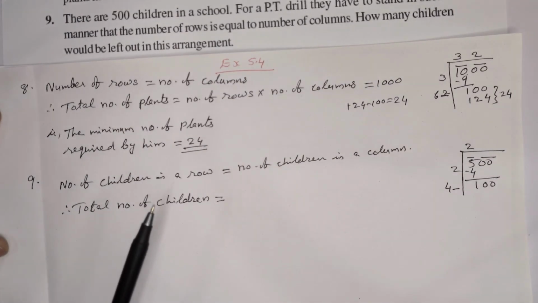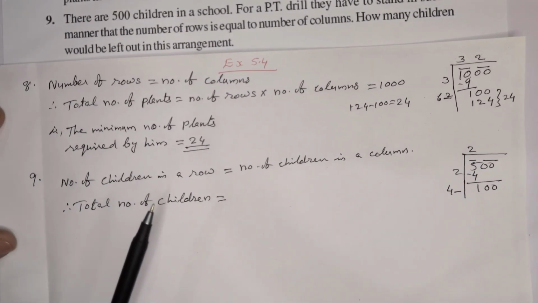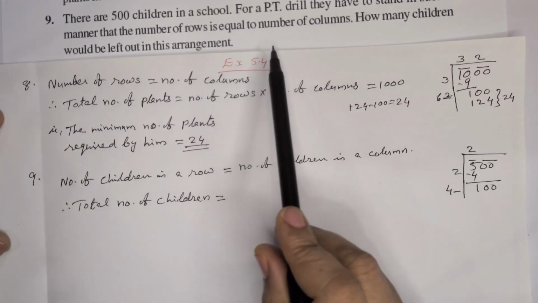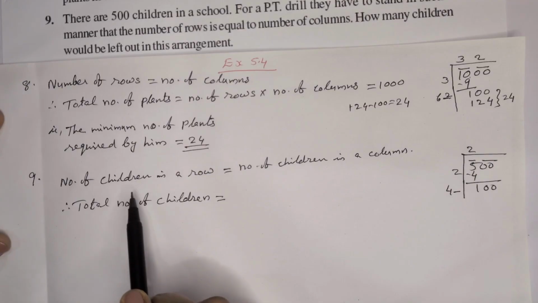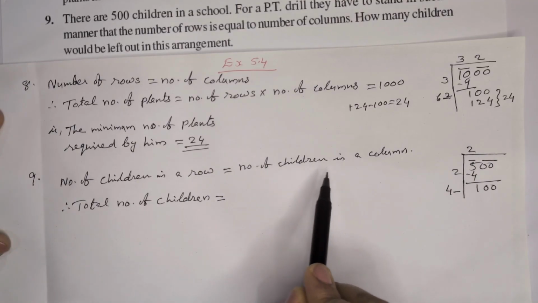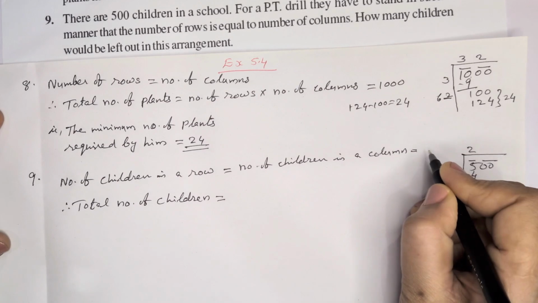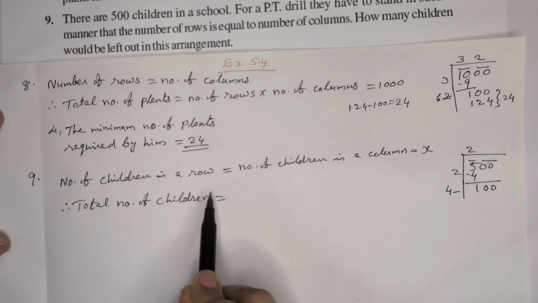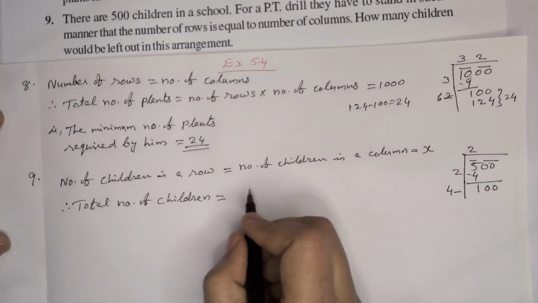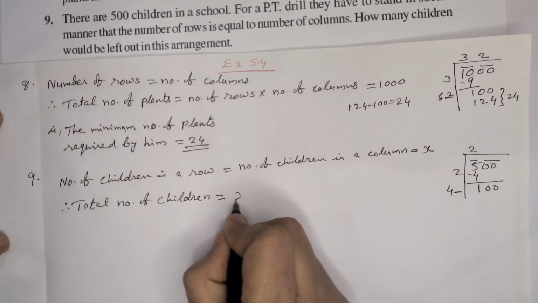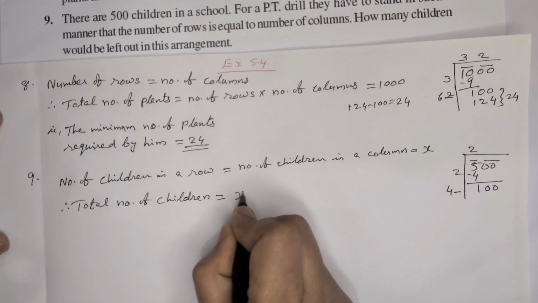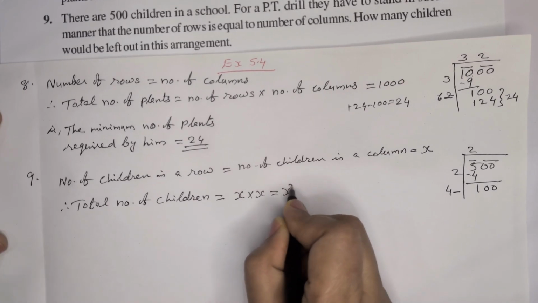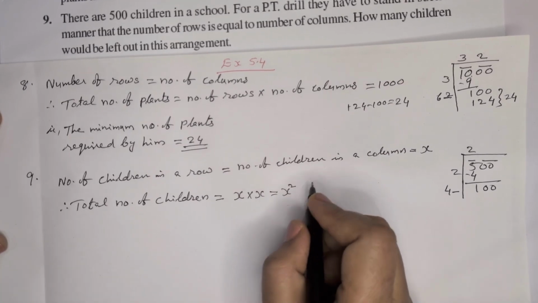Here question number 9. There are 500 children in a school. For a PT drill, they have to stand in such a manner that the number of rows is equal to the number of columns. So we can write number of children in a row is equal to number of children in a column. We can mark that as, let that be X. So total number of children, that means number of children in a row into number of children in a column. So for our convenience, we take X as the number of children in the row and in the column. So that will come X into X, which is equal to X square. And that is here given as 500.